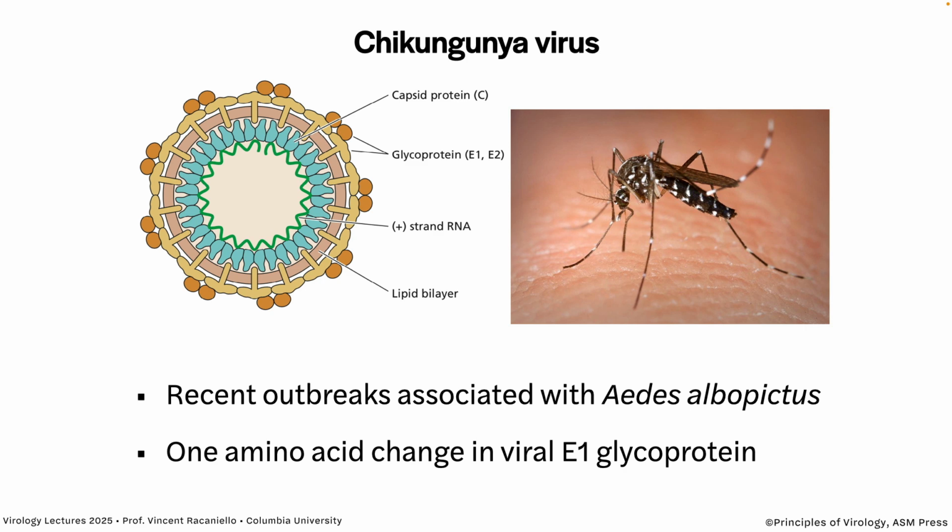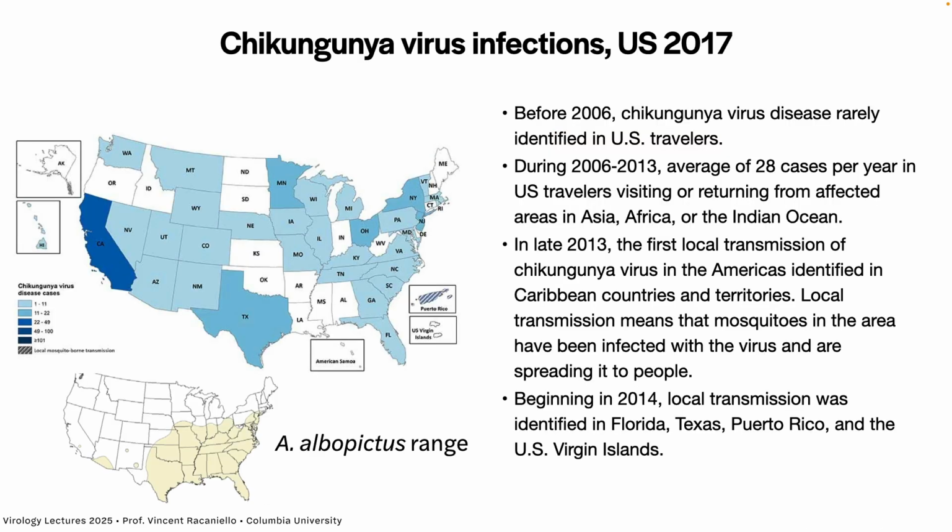And that explains the expanded range, because A. albopictus has a greater range than Aedes aegypti. So here's the situation in the US. This is the range of Aedes albopictus, all right? And it's expanding with climate change. Eventually, it's going to be the entire country.